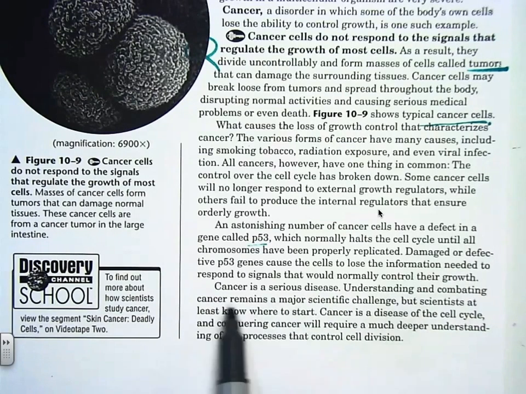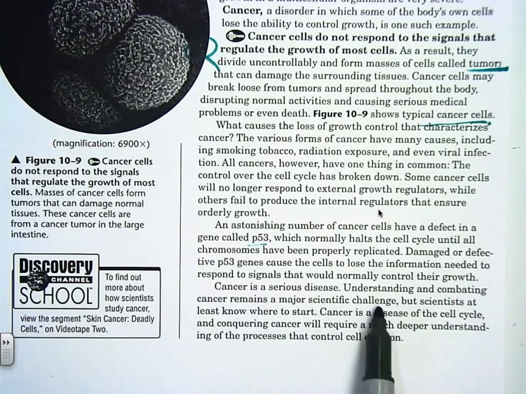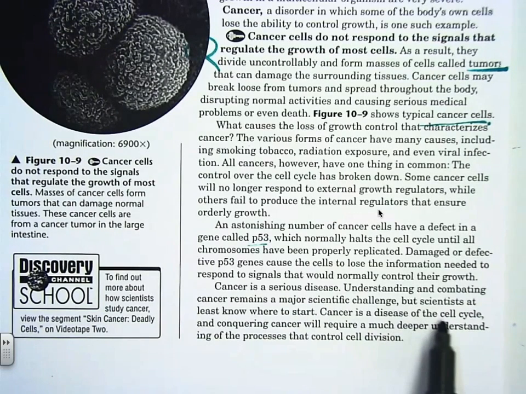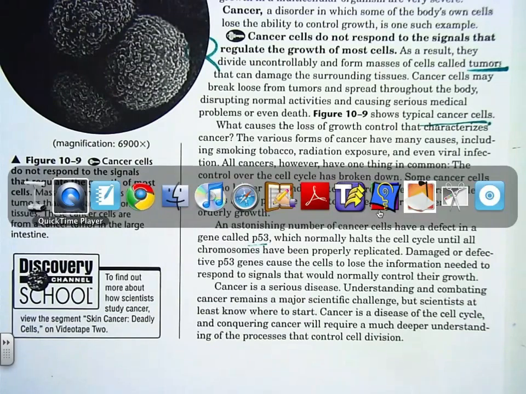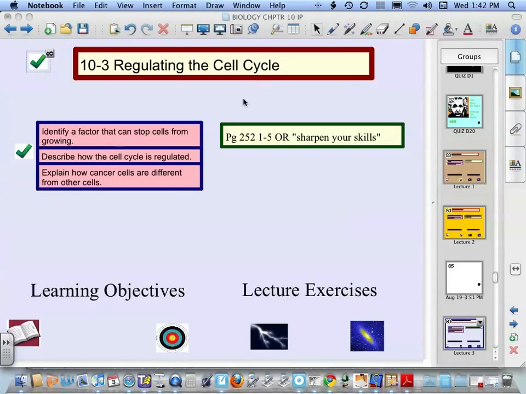Understanding and combating cancer remains a major scientific challenge, but scientists at least know where to start. Cancer is a disease of the cell cycle, and conquering cancer will require a much deeper understanding of the process that controls cell division. Okay, well, pretty simple chapter. Let's go ahead and look at our objectives.